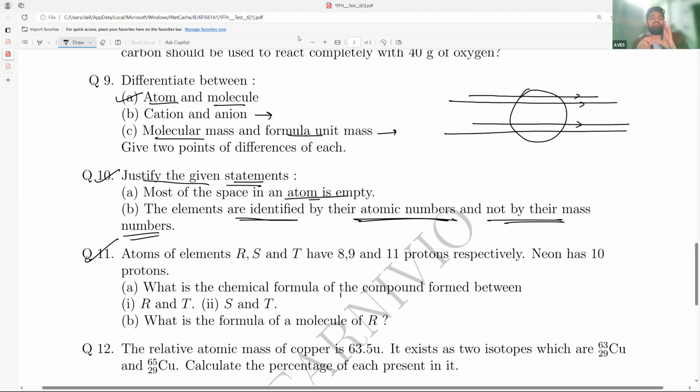Moreover, the number of electrons in an atom is fixed. No two elements can have the same atomic number, meaning the same number of protons and electrons. That's why an atom is identified by its atomic number, not by its atomic mass. Okay, got it?